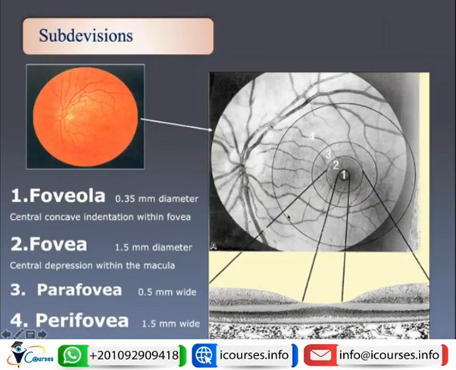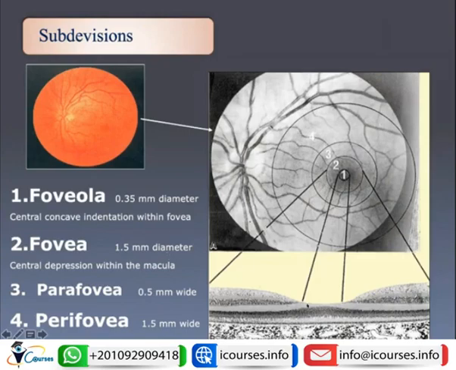So this is the macula, and the macula for itself, this is the fovea. Number one, it's the fovea, and the areas surrounding the fovea, or the fovea itself, have different anatomical subdivisions. So this is a flat section and this is a cross section. You can see the center of the fovea is called the foveola, which is the area of sharpest vision that we can perceive. It's about 0.35 millimeter in diameter, and it has a central concave indentation within the fovea.